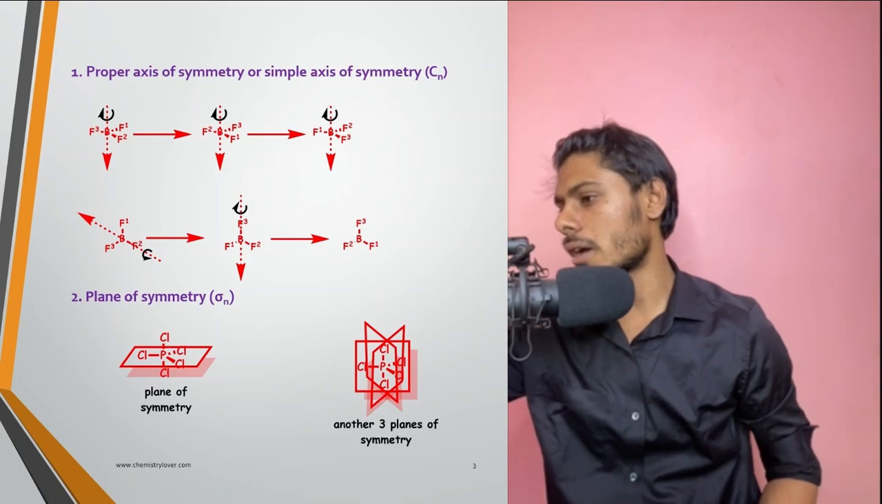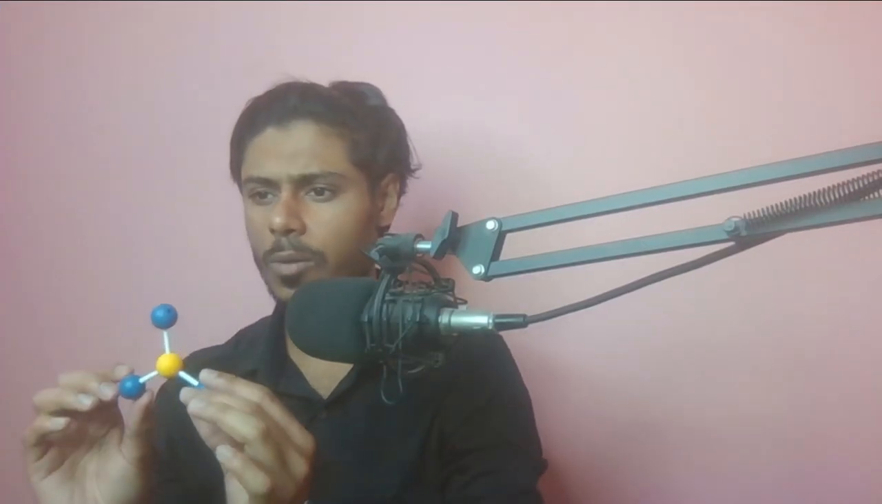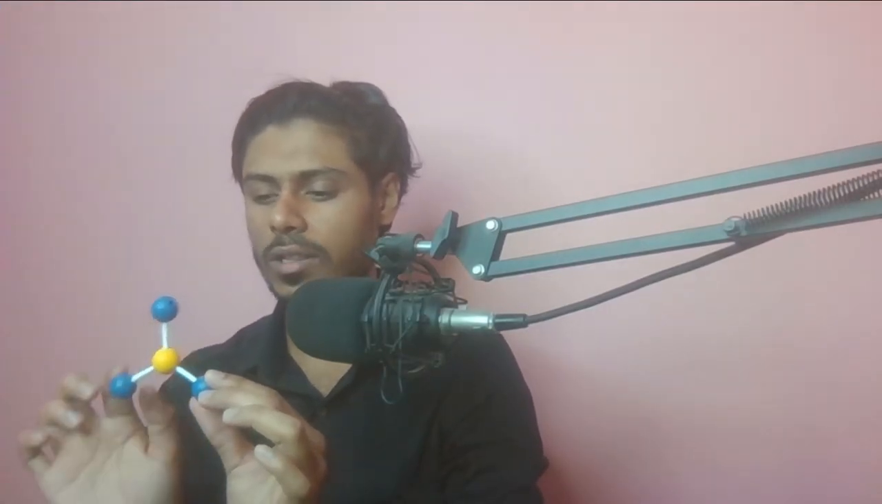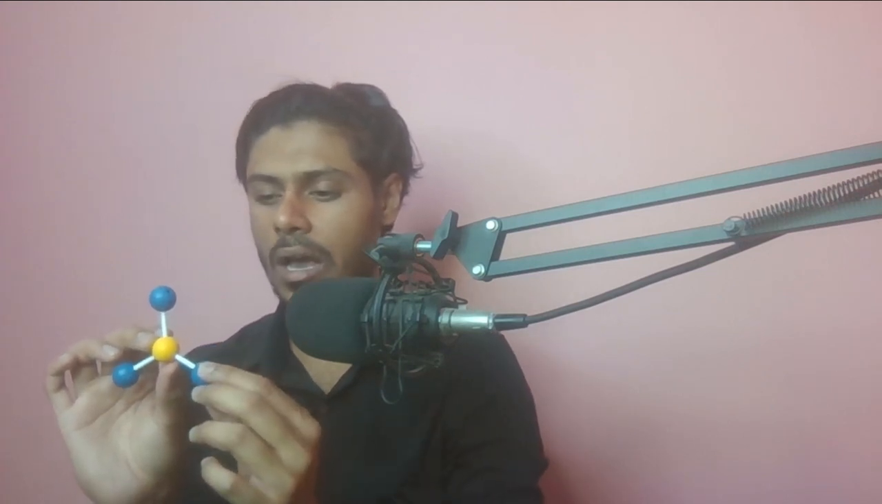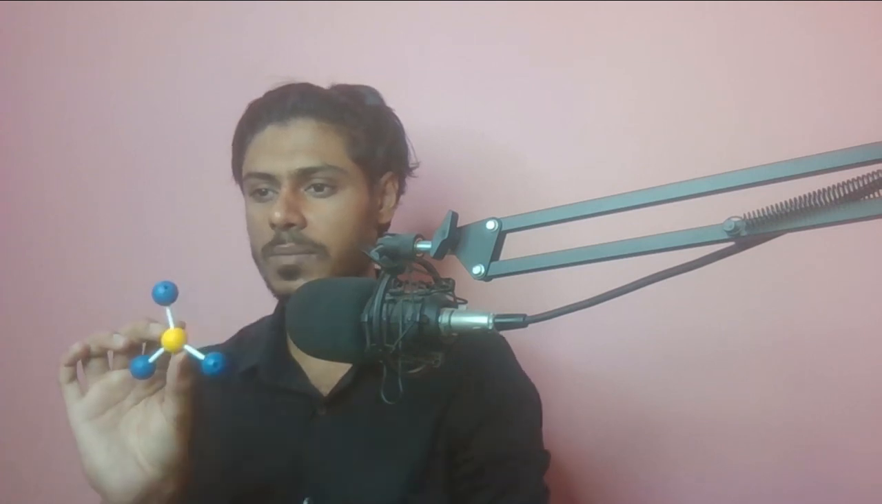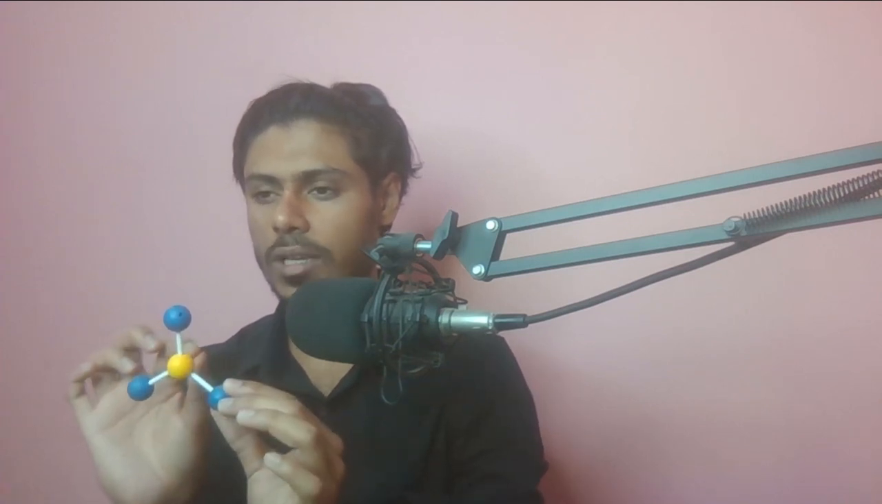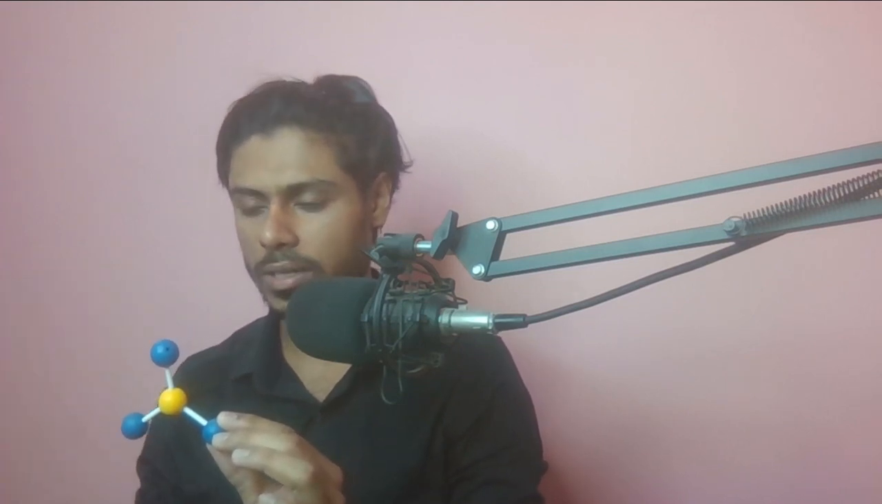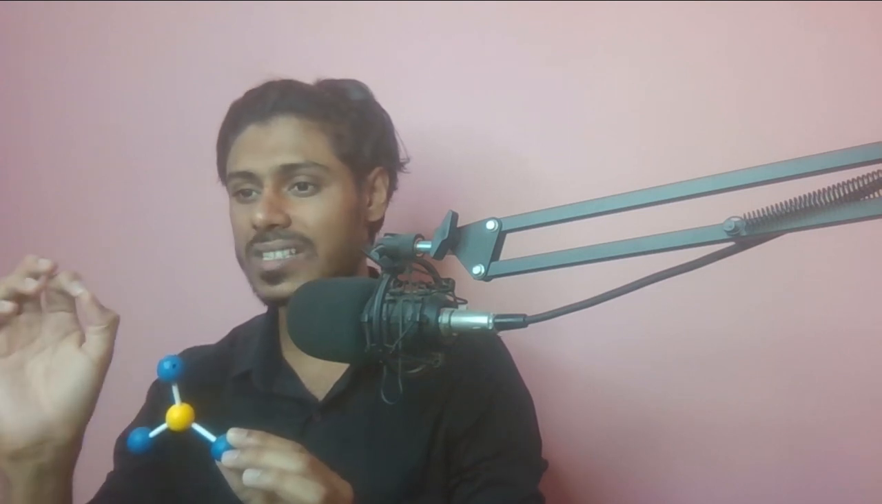I can make you understand with this model. You can see this is our model. Let's say this is your boron and all these blue atoms are fluorine atoms. So this is BF3, which is represented in the slide also. Now if I rotate the molecule by 120 degrees, I will get a similar arrangement. You cannot distinguish between this one and the previous one, right? That's why we say that this molecule has a symmetry axis, and because it is obtained by rotation of 120 degrees, we divide 360 by 120 and get 3. So that's why it is called a C3 axis.